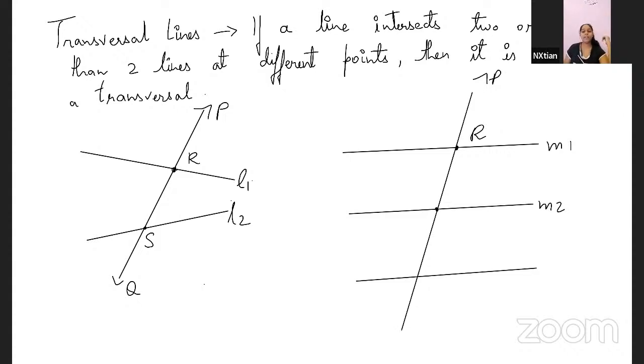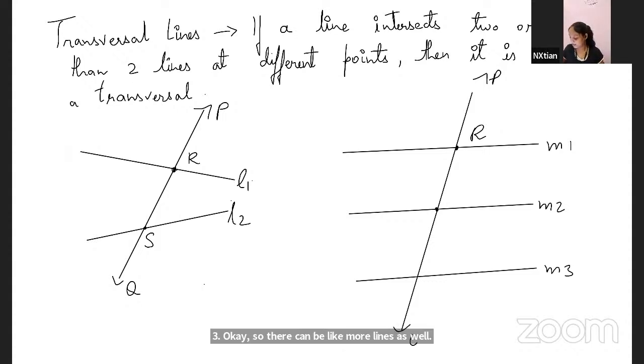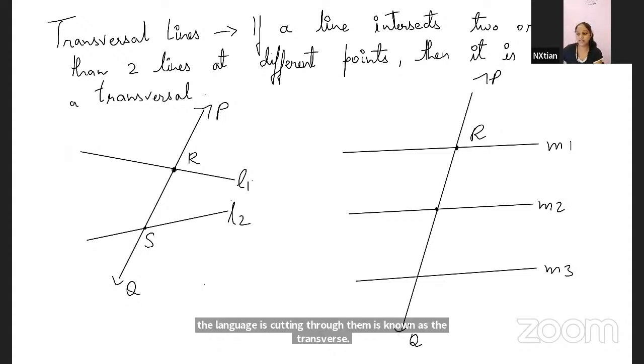Okay, so I have made three lines now. M1, M2, M3. There can be more lines as well, but the line which is cutting through them is known as the transversal.